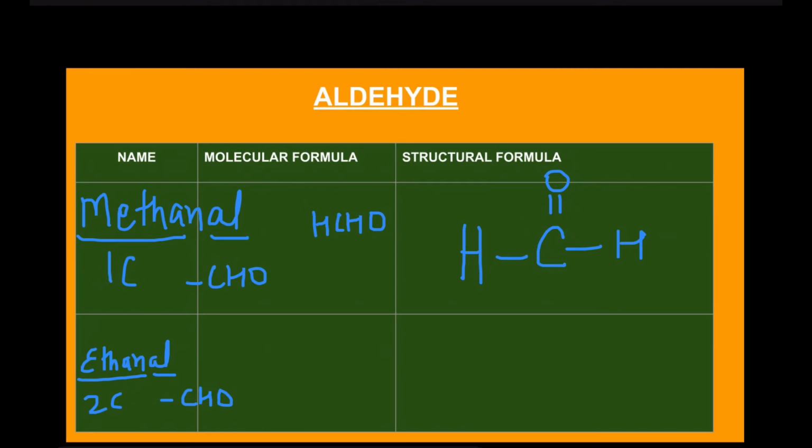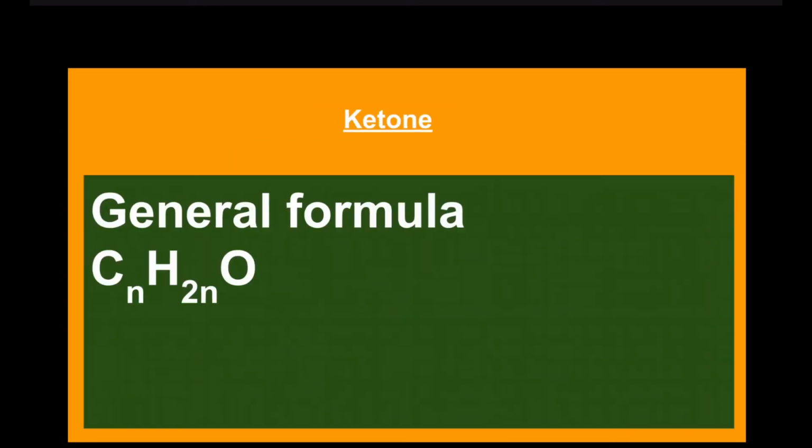When we are writing the structural formula, you have to consider that on one carbon you are going to attach the functional group like this, and then on the other carbon you will fill the hydrogens. This is the structural formula of the second member of the aldehyde series, that is ethanal. And the molecular formula, try to write the next members also, that is propanal and butanal.